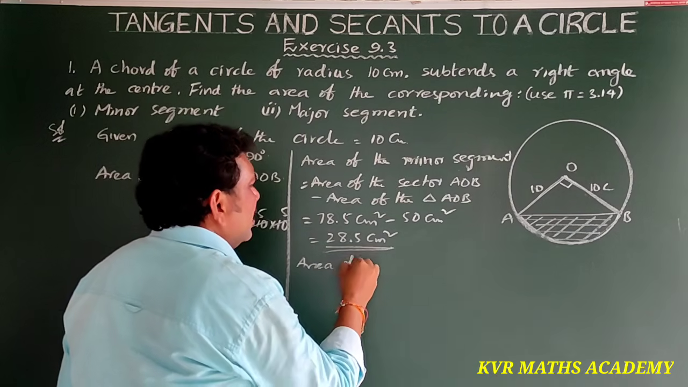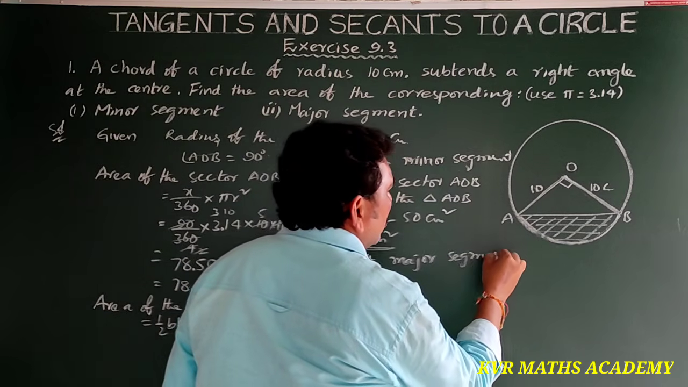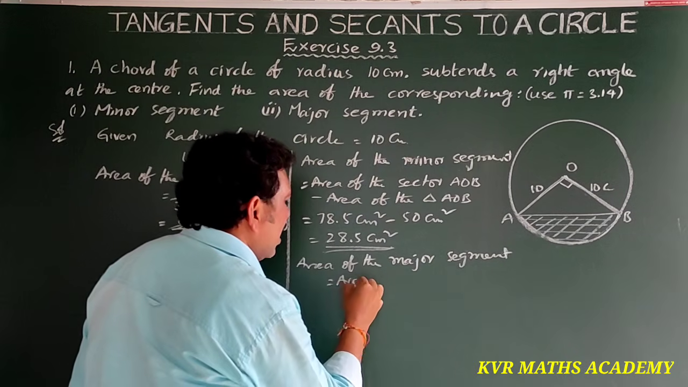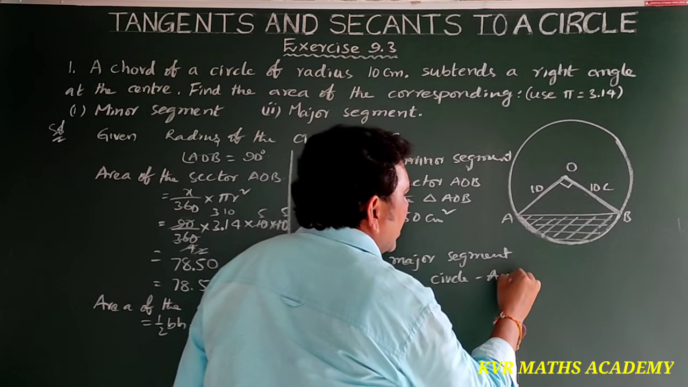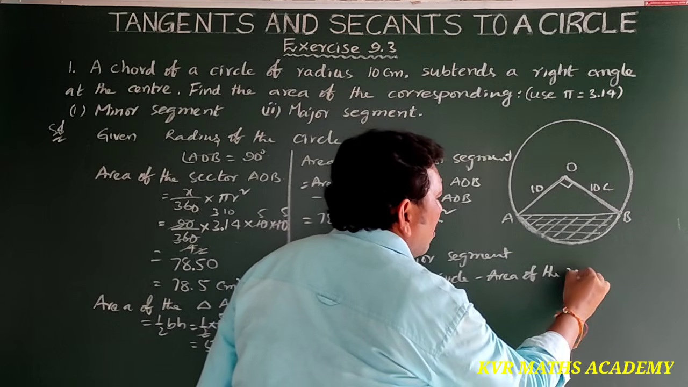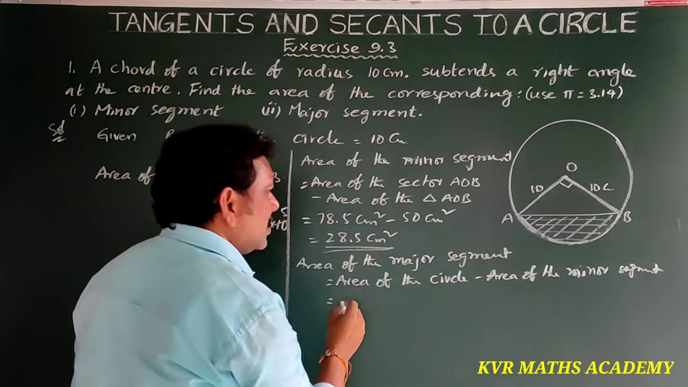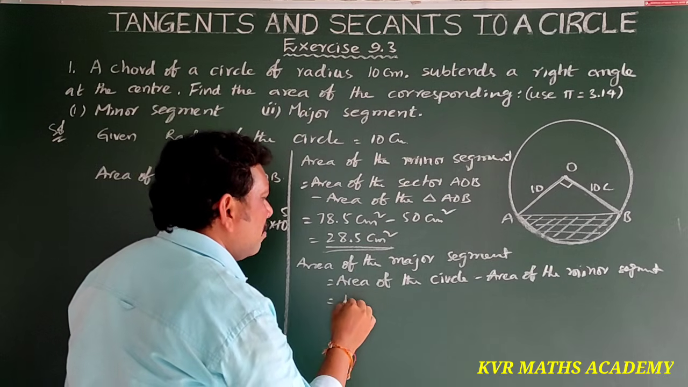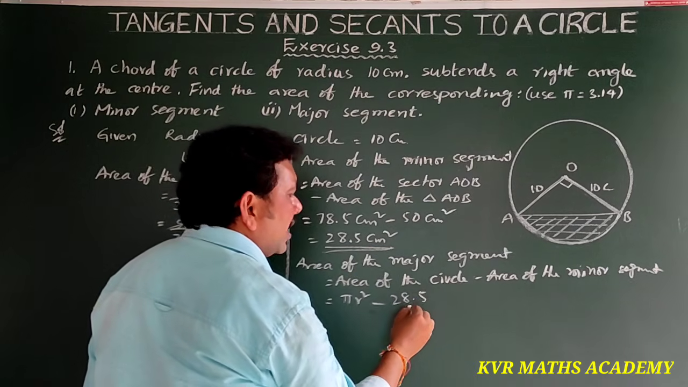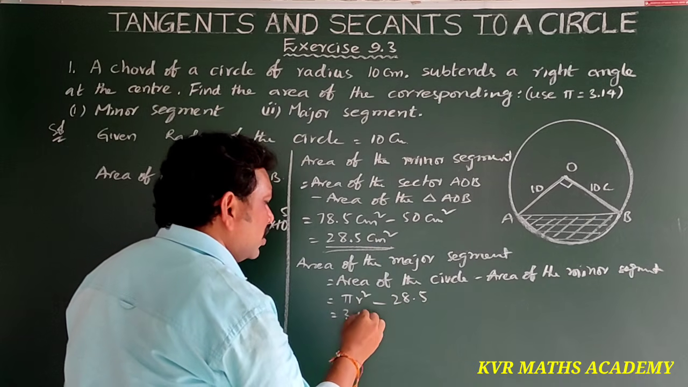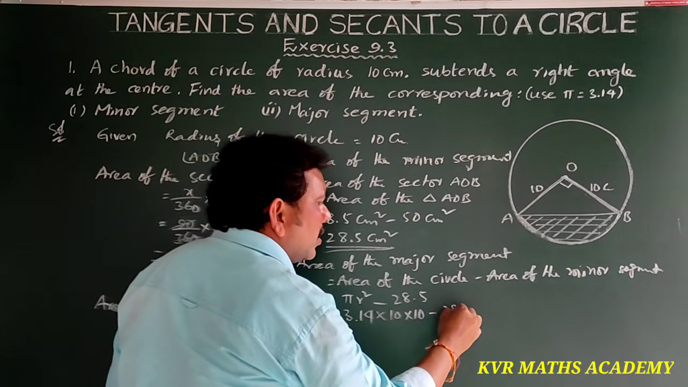Area of the major segment is equal to, what is the formula? Area of the circle minus area of the minor segment, right? Area of the circle, what is the formula? Yes, pi r square minus area of the minor segment, already we got 28.5. So pi r square means 3.14 into radius 10 into 10 minus 28.5.